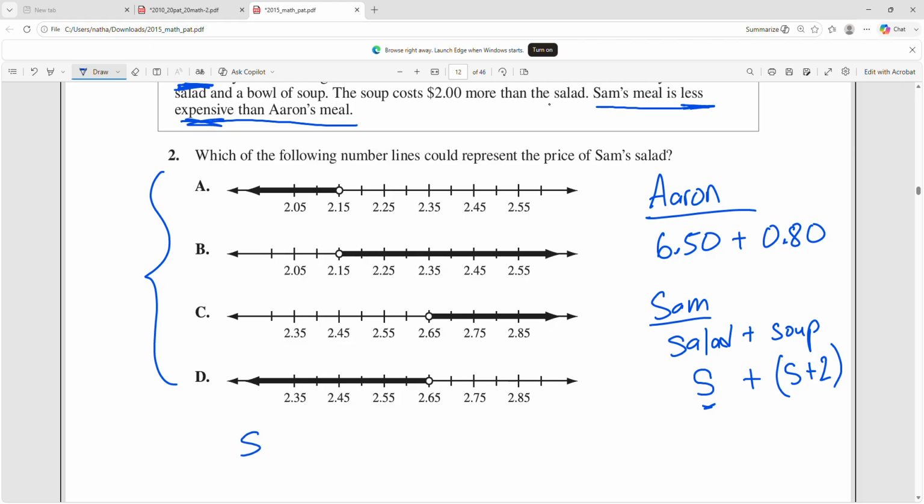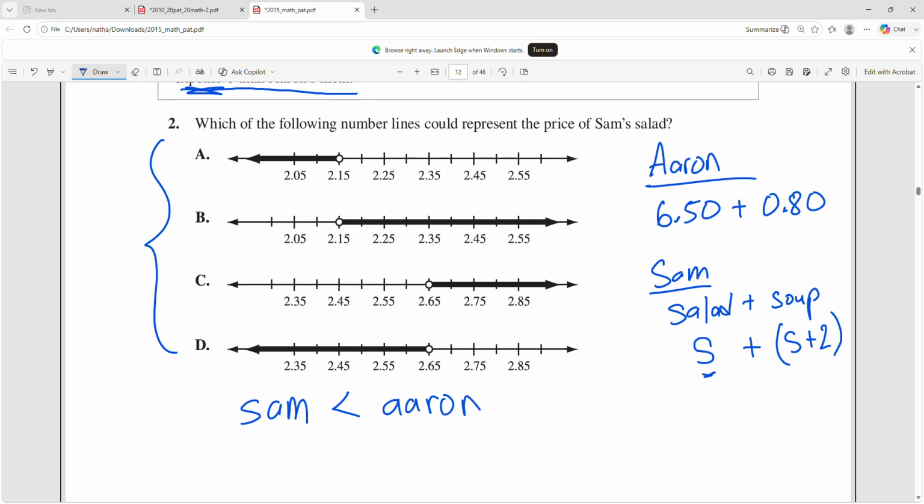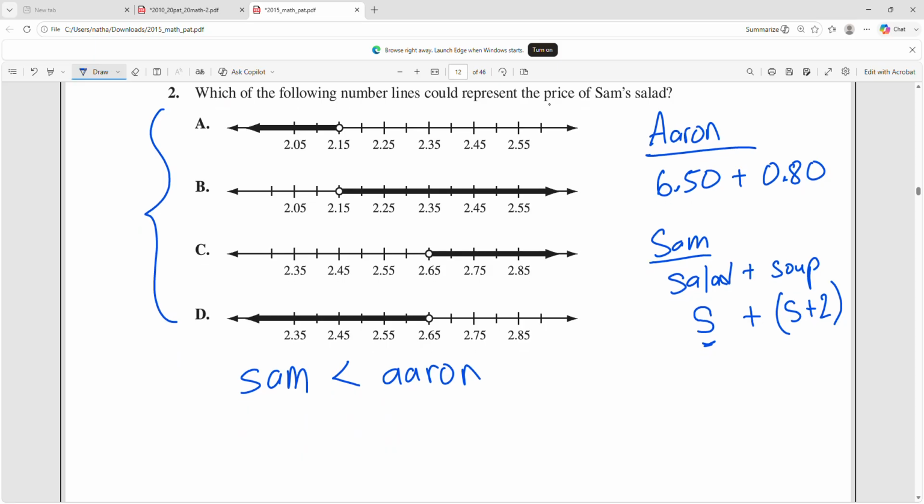So Sam's meal is less expensive than Aaron's meal. Sam's meal is whatever his salad costs plus the soup. Let's figure that out first on the left. This is S plus S plus 2, and we don't need these brackets, it's just for addition. We're not going to change our signs. So S plus S is 2S, and then plus 2. That's a way of representing the cost of Sam's meal.